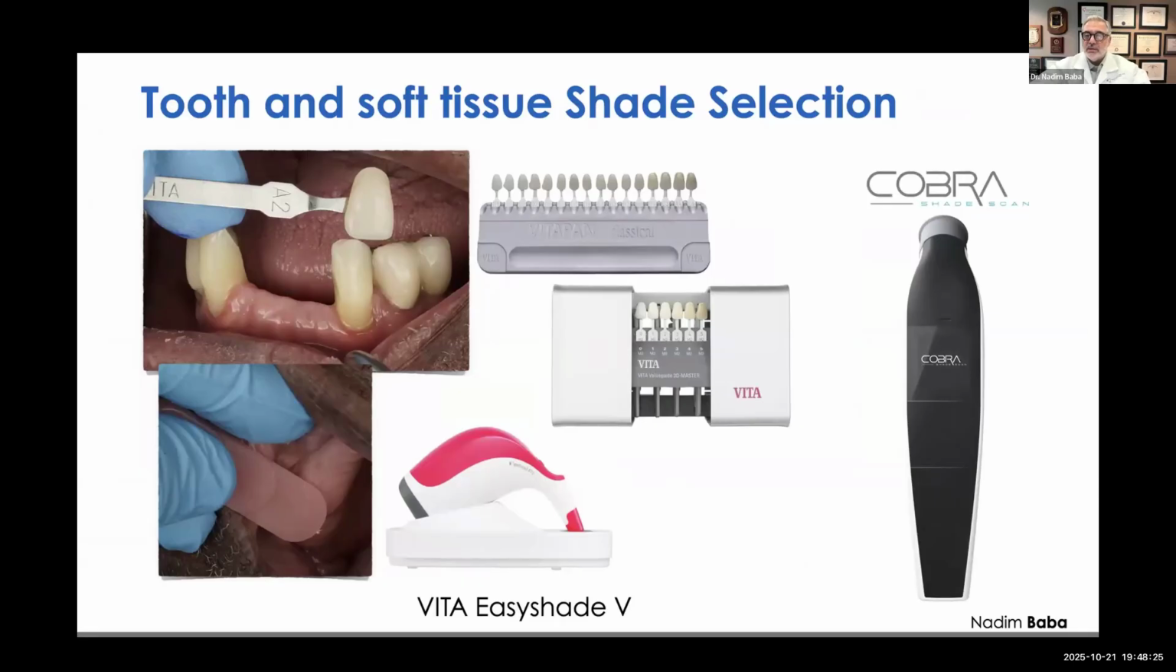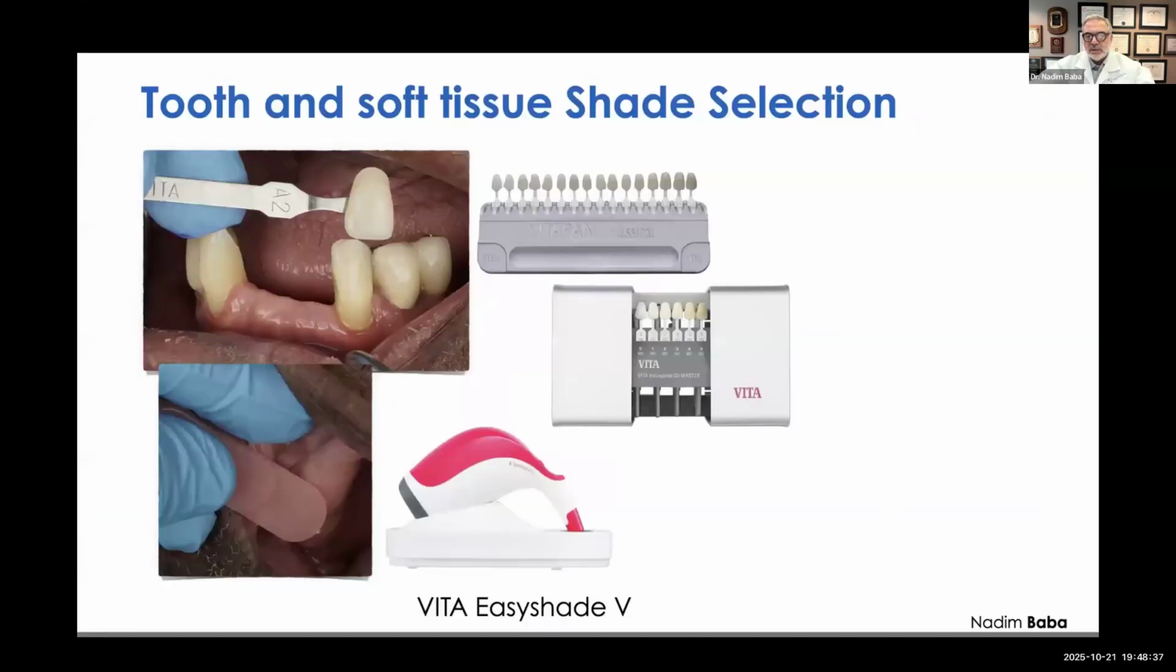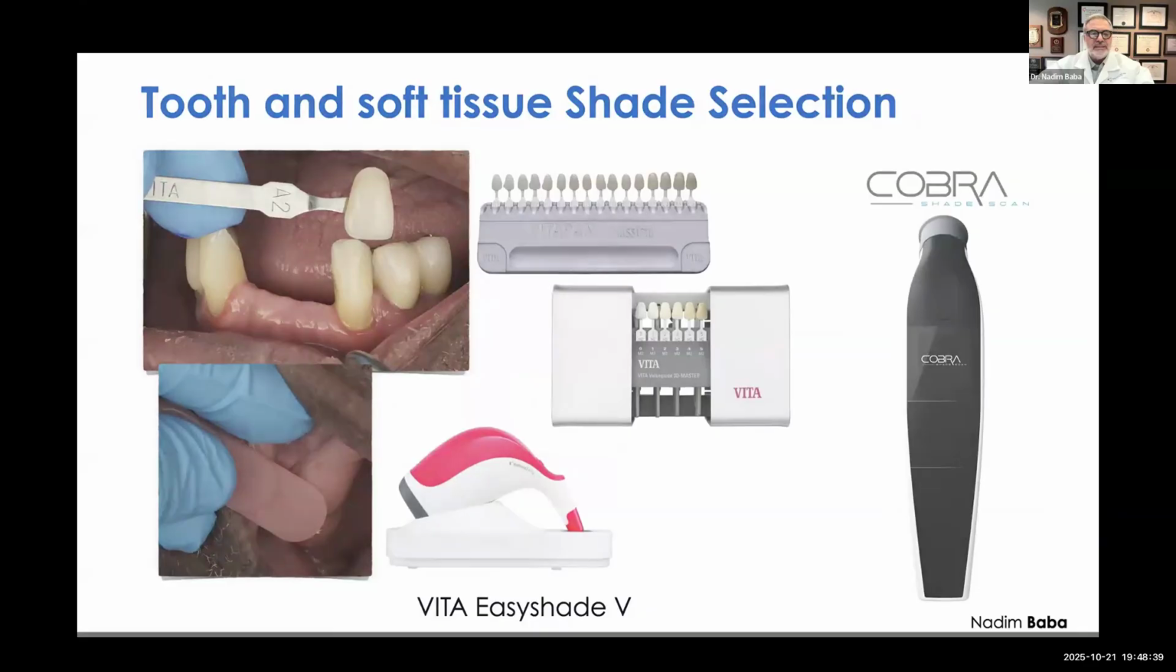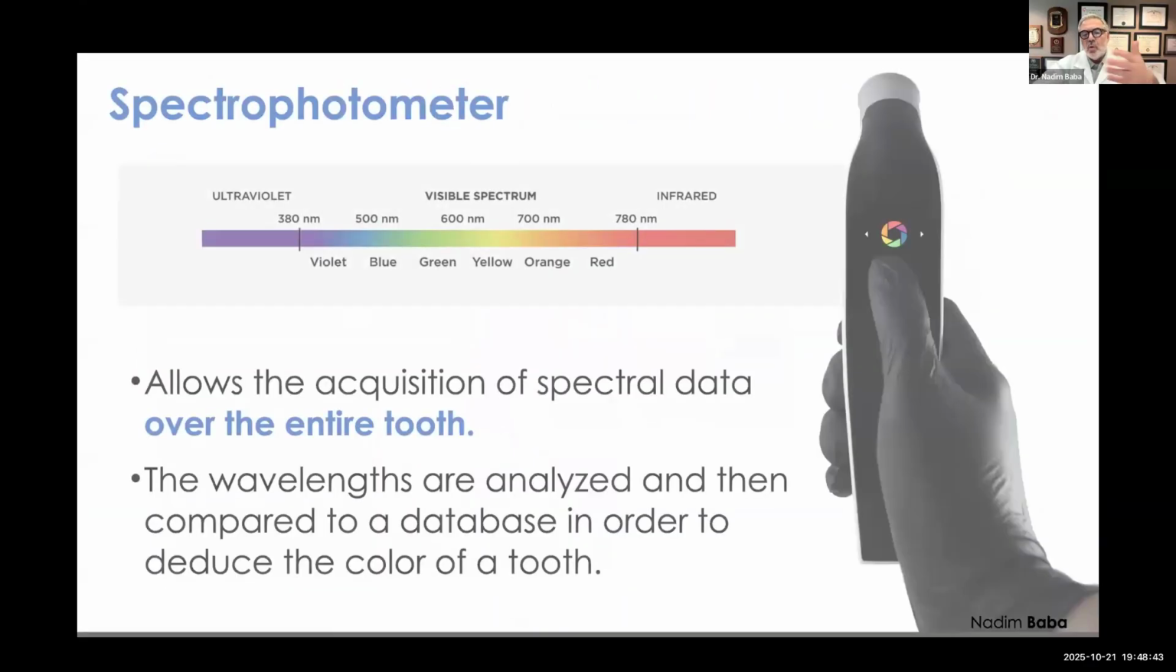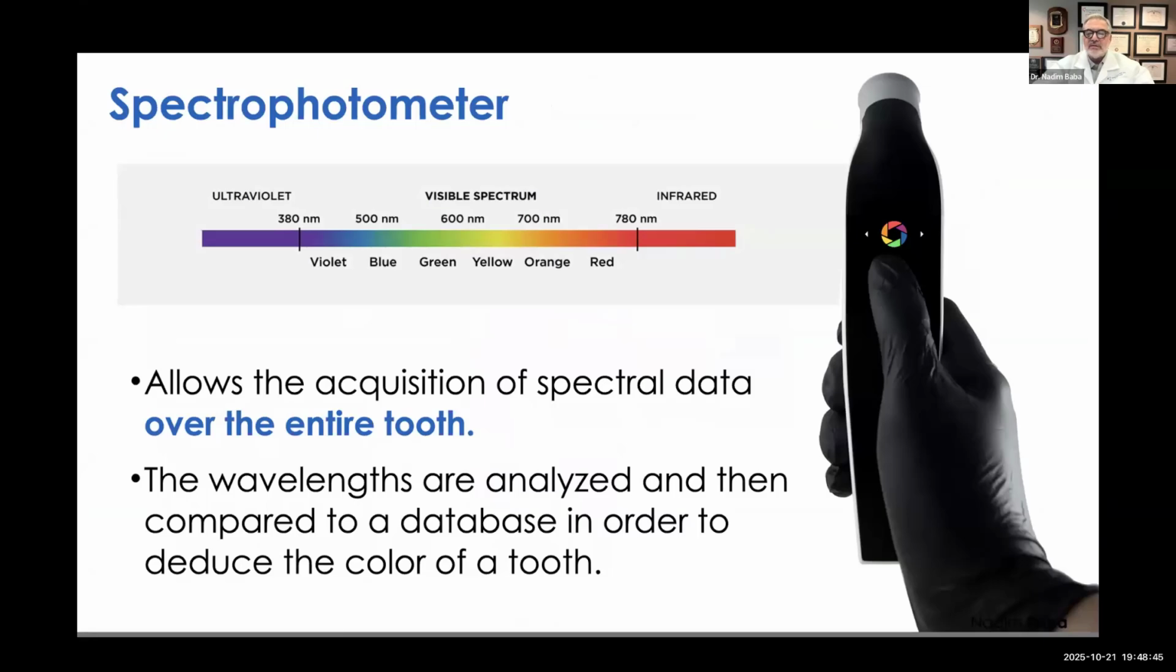It's called the Cobra Shade Scan. This is a spectrophotometer, and what it does is it allows you to acquire the spectral data over the entire tooth. The wavelengths are analyzed and then compared to a database in order to deduce the color of the tooth.